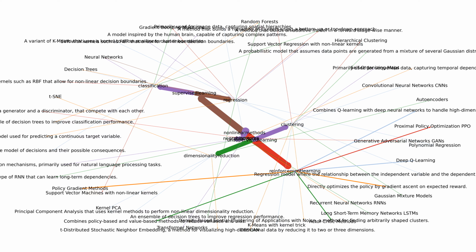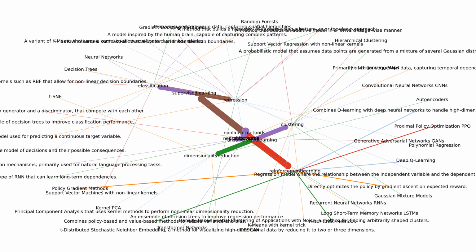Online R methods. Supervised learning. Classification. Method: Decision trees. Description: A tree-like model of decisions and their possible consequences. Method: Random forests. Description: An ensemble of decision trees to improve classification performance.